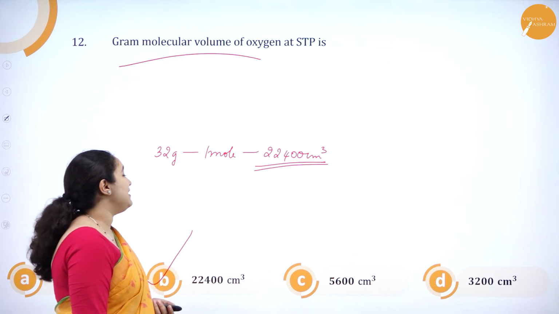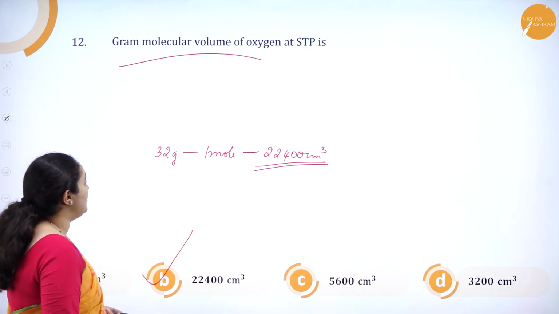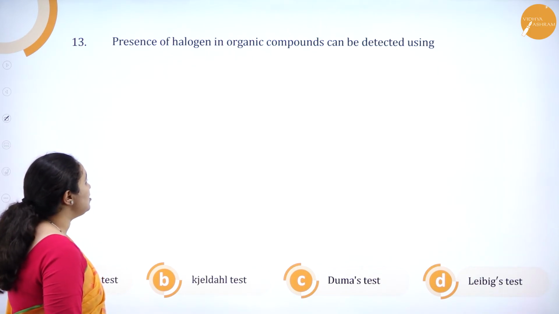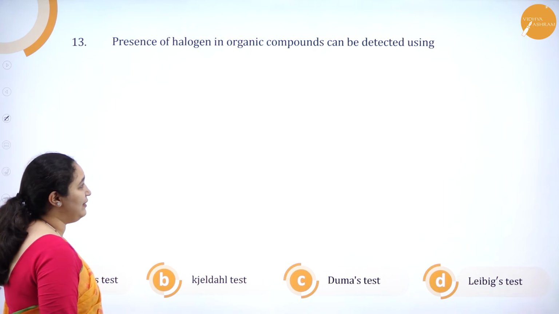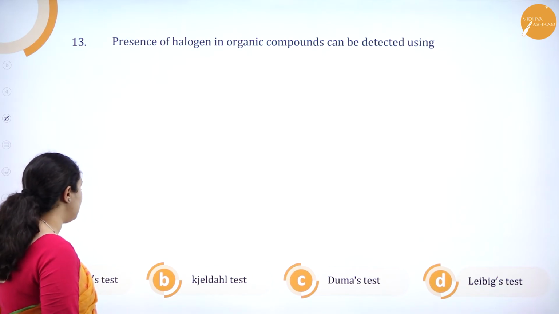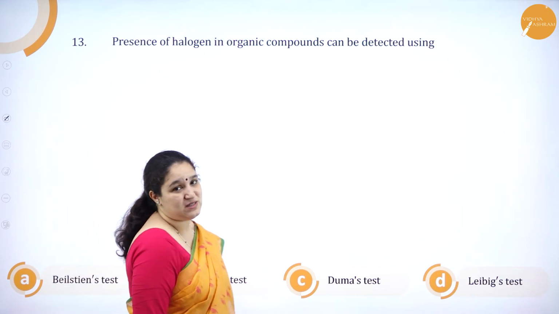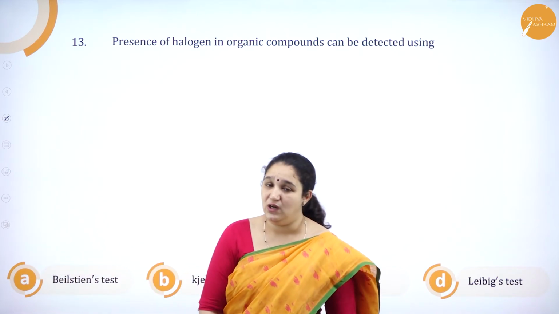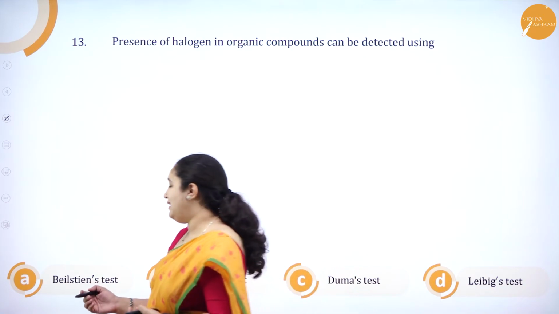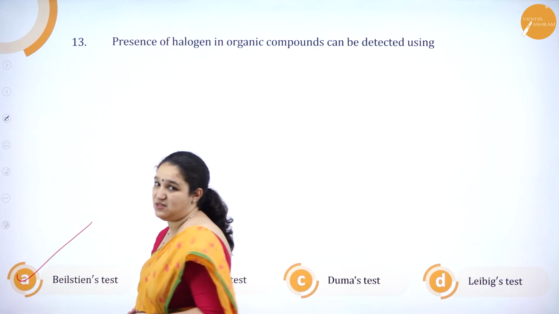Okay, so that's about the 12th question. Next one, presence of halogen in organic compound can be detected by Beilstein test, Kjeldahl test, Dumas test, or Liebig's test. It is a factual question. The detection can be done by Beilstein test.